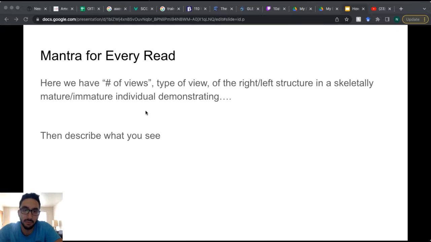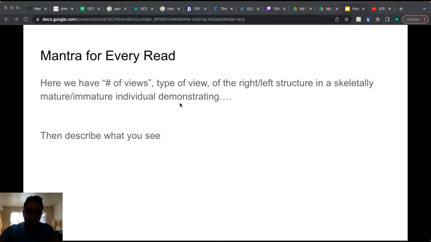So let me read that a little bit more fluently. It should read, and I'll get to some examples a little bit further along, something like this. Here we have 2 views, an AP and a lateral, of the right shoulder in a skeletally mature individual, demonstrating what? And then you want to describe what you see. So this is the mantra that you want to have down. This is going to be for every single X-ray that you read, no matter what.